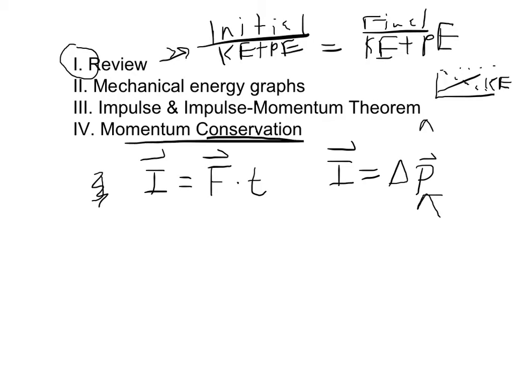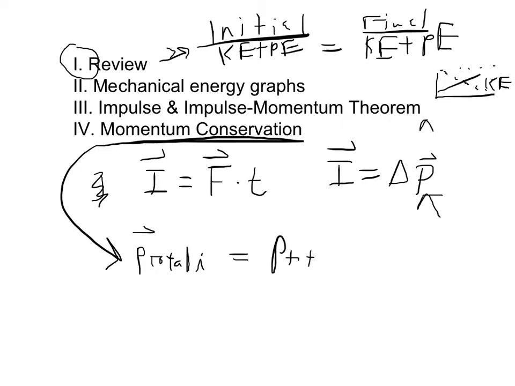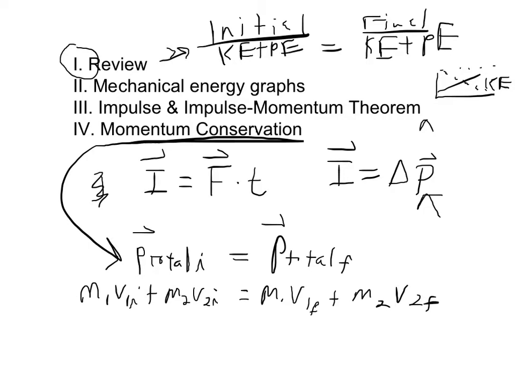And finally, momentum conservation, which is that the total initial momentum is equal to the total final momentum of a system. And I told you anytime you see a problem that you realize is momentum conservation to just write m1 v1i plus m2 v2i equals m1 v1f plus m2 v2f. If you don't have that equation memorized, come Monday, you're going to do really terribly on the free response question.